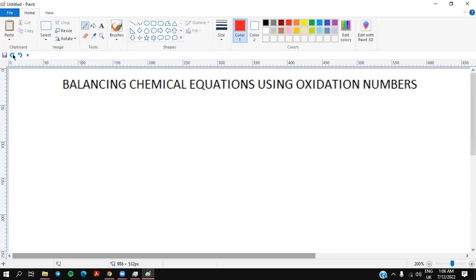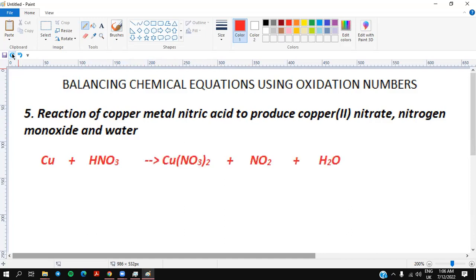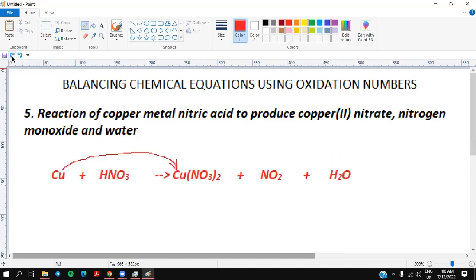You can see in our next reaction, question number 5, copper metal reacts with nitric acid to produce copper 2 nitrate, nitrogen monoxide, and water, pretty much similar to the earlier case. But here, when copper reacts with HNO3, we have copper nitrate, nitrogen dioxide, and water. Straight away, we'll go to the determination of oxidation numbers first. Oxidation number calculation has to be done for copper and nitrogen.